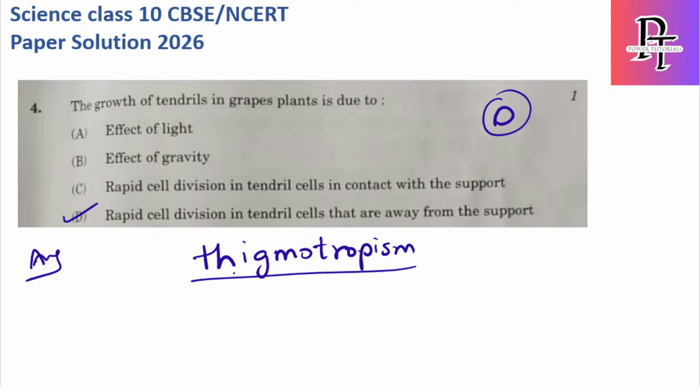So what happens is, when a tendril comes into contact with a support, the part in contact grows slowly and the part which is not in contact grows faster, which also causes the tendril to circle. Okay, so this is called thigmotropism, and this happens in the growth of tendrils in grape plants. And here, the part in contact with the support does not grow much, while the parts away from the support grow, and it also happens in the form of coils. Okay, let's move to the next question.